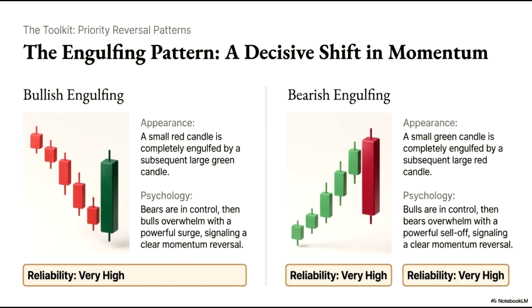Conversely, on the right is the bearish engulfing pattern. This appears during an uptrend when a small green candle is swallowed by a large red candle. This indicates that the bull's momentum has stalled and bears have taken over with a significant sell-off. In both cases, the size of the second candle is key. The more it dwarfs the first, the stronger the signal that a new trend is beginning.